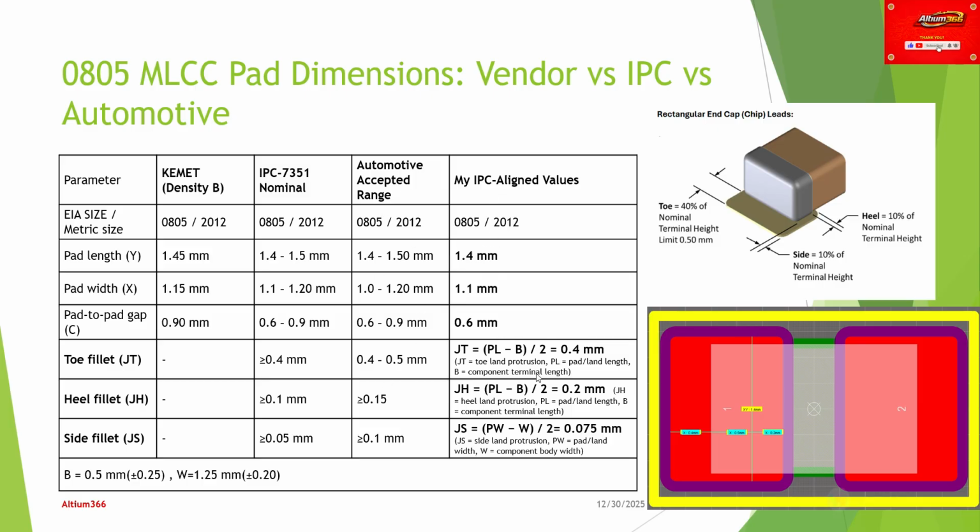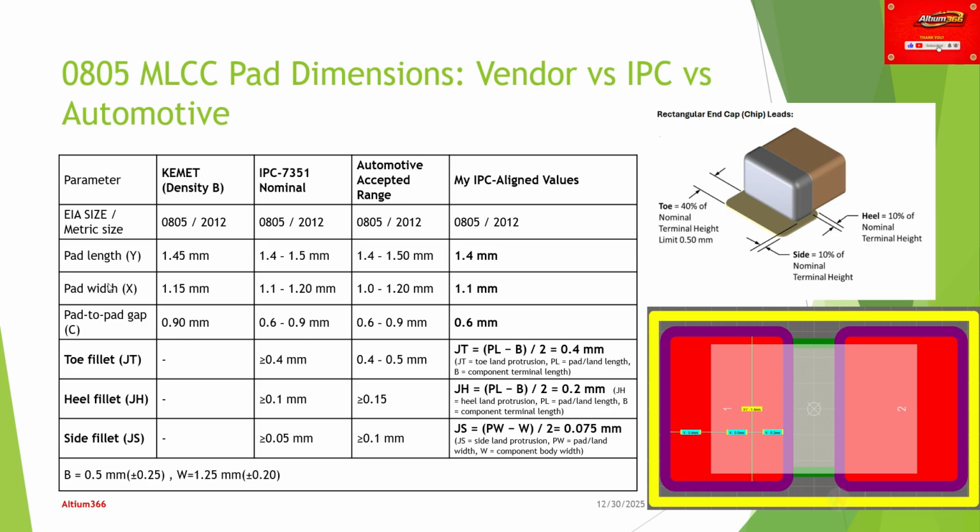And the values which I'm going to use to create these footprints are: pad length is 1.4 millimeter, this is the pad length. Then pad width is this one, which is 1.1 millimeter. Here you can see that in this pad width, I have a 0.4 millimeter toe fillet. Then, as I said, 0.5 millimeter is here. You can see that's the terminal of the capacitor width, and here 0.2 millimeter is the heel fillet, and the side fillet I'm going to use is 0.075, and the recommended from the IPC is 0.05.